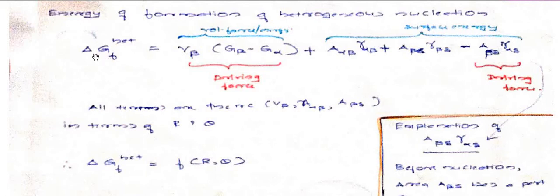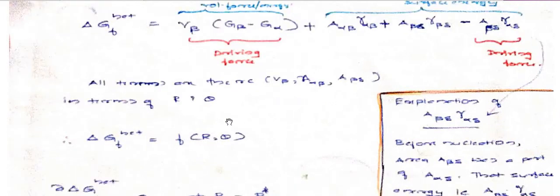Okay, so in general delta G heterogeneous is a function of r and theta, since all the portions, V beta, all the things are functions of the radius and the contact angle theta, so it will be a function of r and theta. And there we can see that at the maximum, where dou delta G heterogeneous by dou r is 0, the value will be zero, and the radius at which the nucleation begins is known as r star heterogeneous.